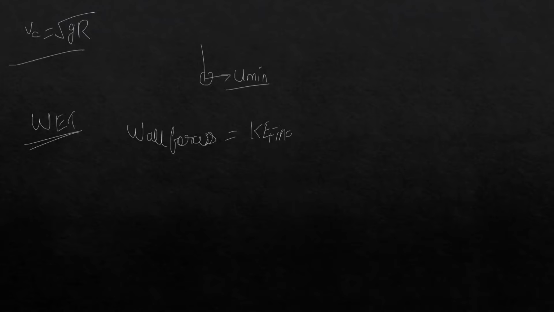Now the point is that we have to find the minimum velocity at A, u minimum. Nothing is more serious with this. We have got VC, that is root gr. So we just have to use the work energy theorem. You can use energy conservation also, but I am using the work energy theorem. What is the work energy theorem? Work done by all forces is equal to kinetic energy final minus kinetic energy initial.